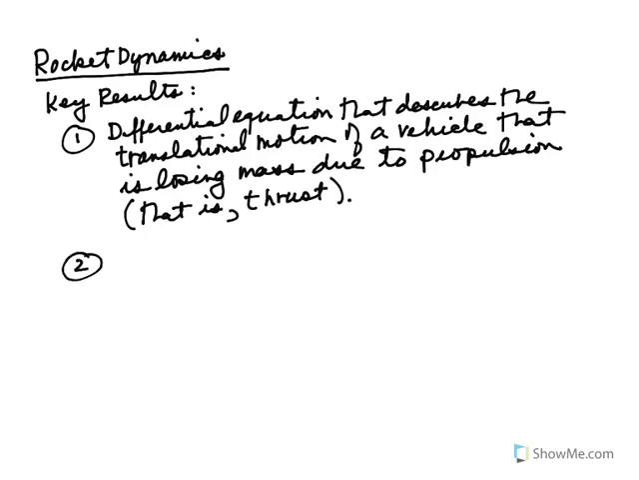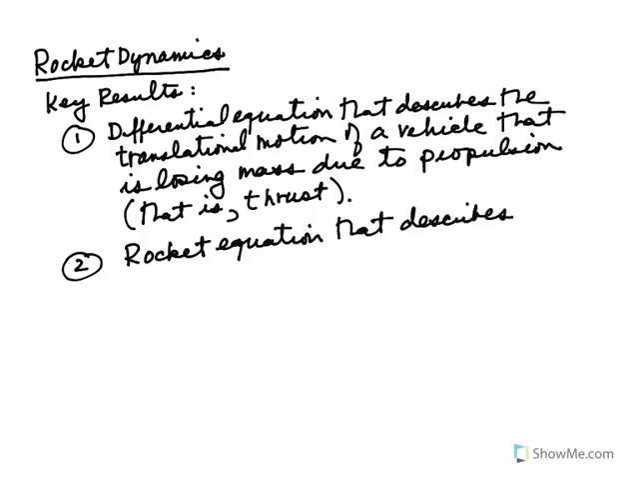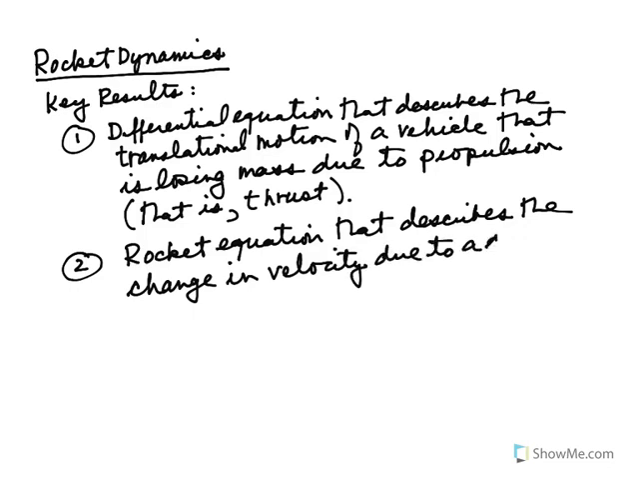The second key result is the rocket equation that describes the change in velocity due to a change in mass of the vehicle.